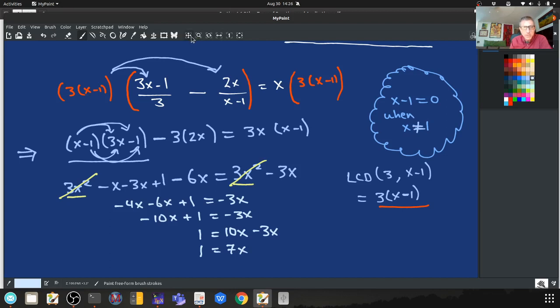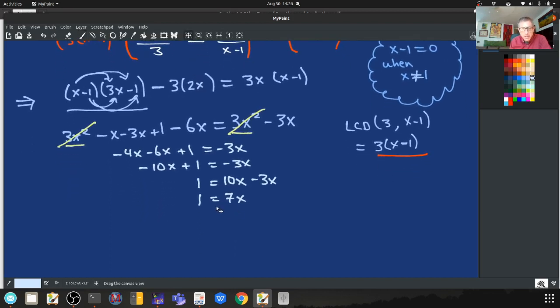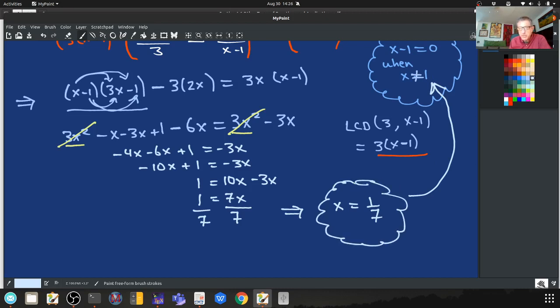So we're almost there. I know how many 7x's are. I want to know how many 1x is. So I divide both sides by 7. So my answer is x is equal to 1/7. So I have to check. So I look up here and check. And I did not get that x is equal to 1, because x can't be equal to 1. So this turns out to be my solution.